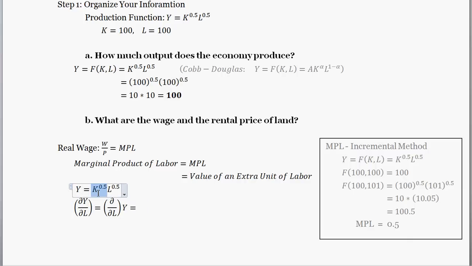So what's the first derivative of the production function with respect to labor? You bring the exponent down, so now it's 0.5 times K raised to the 1/2, just like normal. And then L is raised to 1 minus its old exponent, which is just negative 0.5.